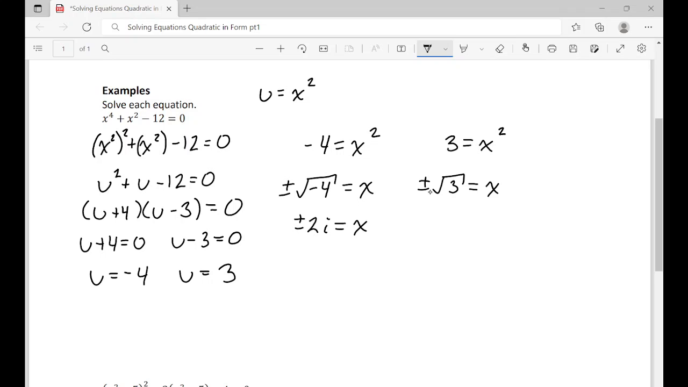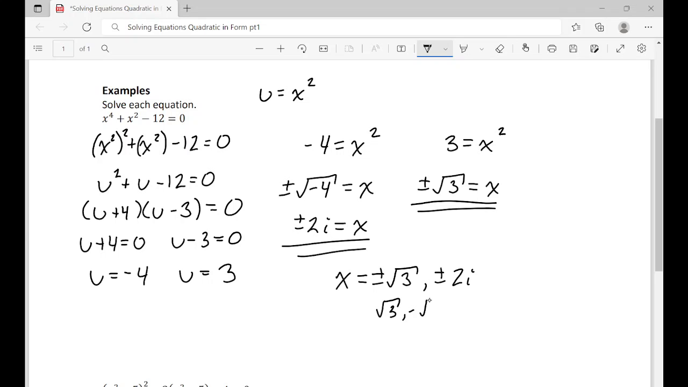So we have our two answers for each, a total of 4. We can even write it out as x equals plus or minus square root of 3 and plus or minus 2i, or you can write it out as square root of 3, negative square root of 3, positive 2i, and negative 2i, whichever form you want. I would leave it the way I had it up here, but if you want to change it to this or even to this, 100% acceptable. Whichever you choose, they're all the same.